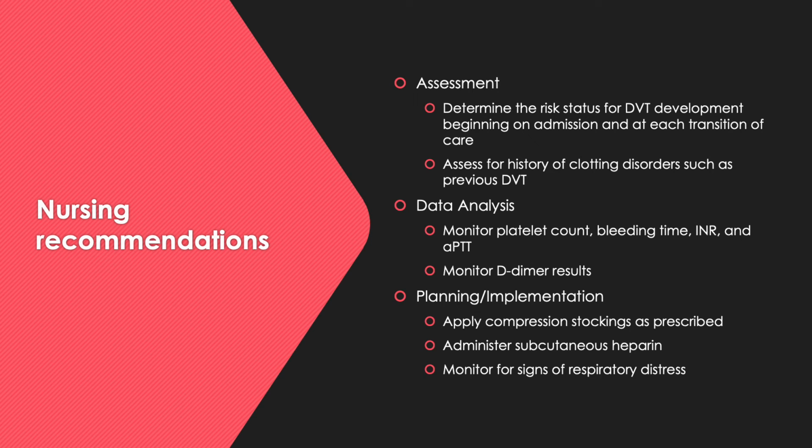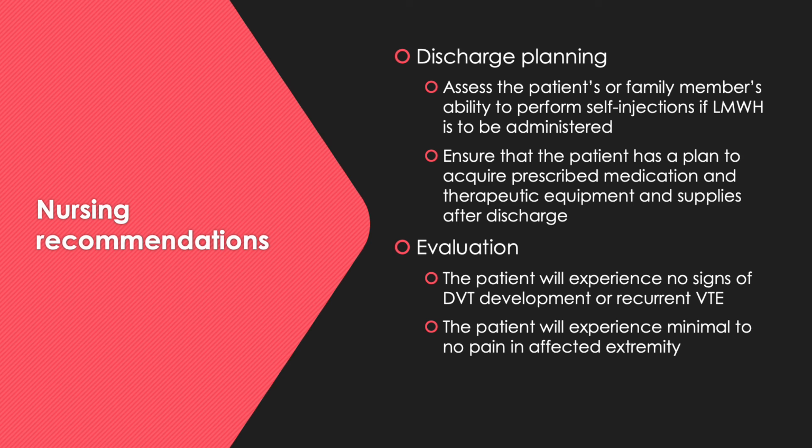Some nursing recommendations for assessment are to determine the risk status for DVT development beginning on admission and at each transition of care. Also assess for history of clotting disorders such as previous DVT. For data analysis, you want to monitor platelet count, bleeding time, INR, and APTT, and also monitor D-dimer results. Under planning and implementation, you want to apply compression stockings as prescribed, administer subcutaneous heparin, and monitor for signs of respiratory distress.